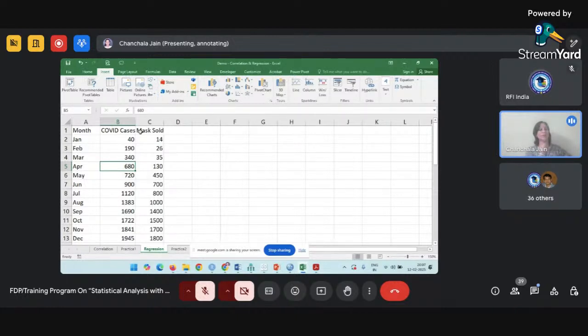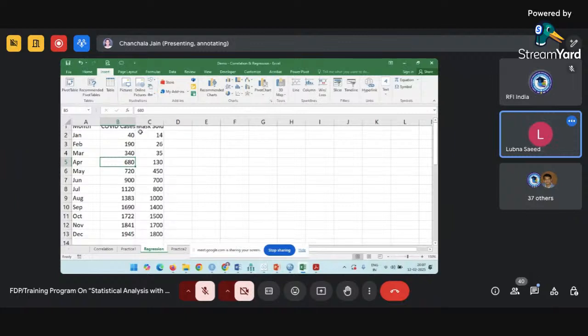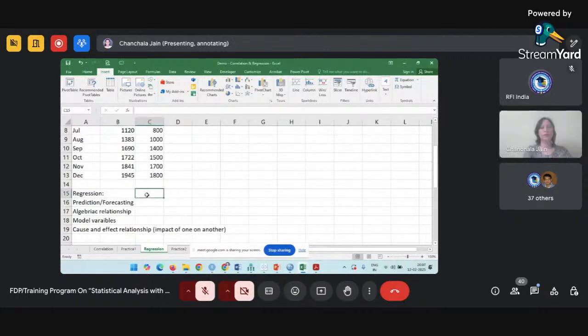So which will be the dependent and which will be the independent variable here? COVID cases is independent and mask sold is the dependent variable. Very correct. So mask sold is your DV, and COVID cases will be the IV. Done? Yes, ma'am.